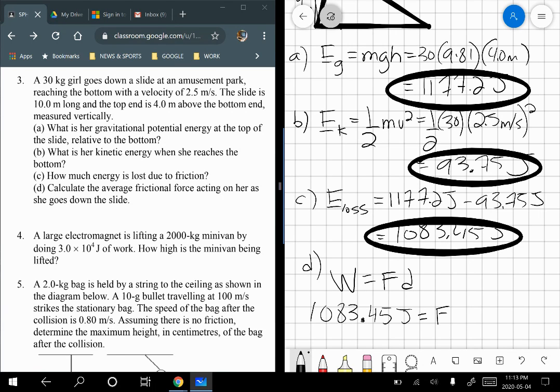So here's the frictional force. How much distance was the frictional force present? Well, it's the whole length of the slide. So don't use the 4 meters. Use the length of the slide, use the 10 meters. So I'm just taking that number and dividing by 10, and I got 108. So the force of friction here is about 108 newtons of force.